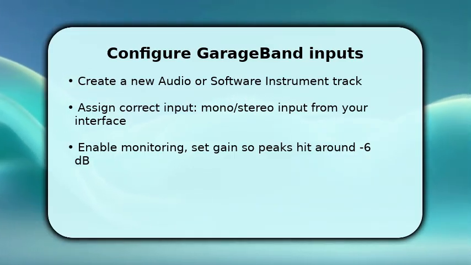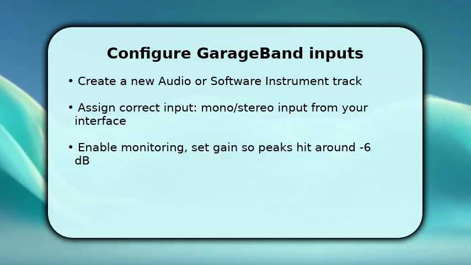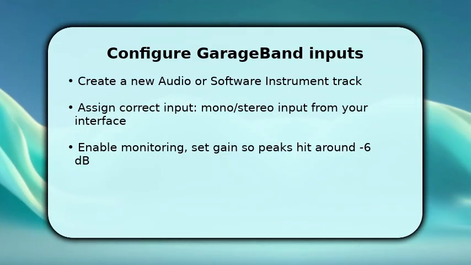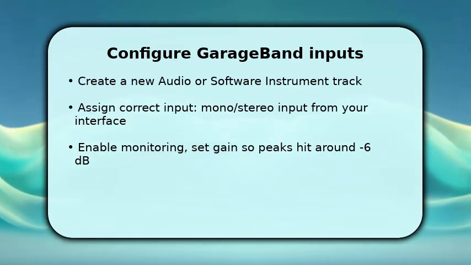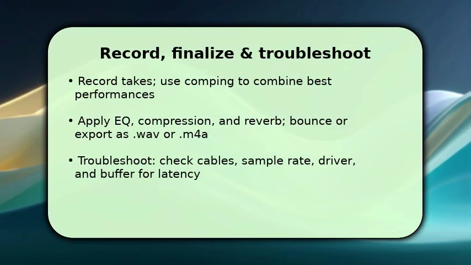Adjust the interface trim so signal peaks around -6 dB to avoid clipping. If you're on USB MIDI, select the MIDI device and pick a virtual instrument, then test Note Input on screen. When you're ready, arm the track and record takes.